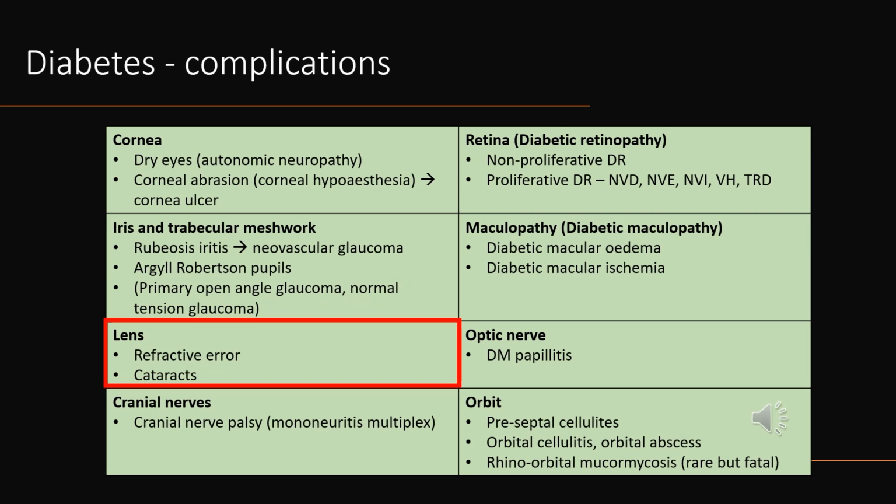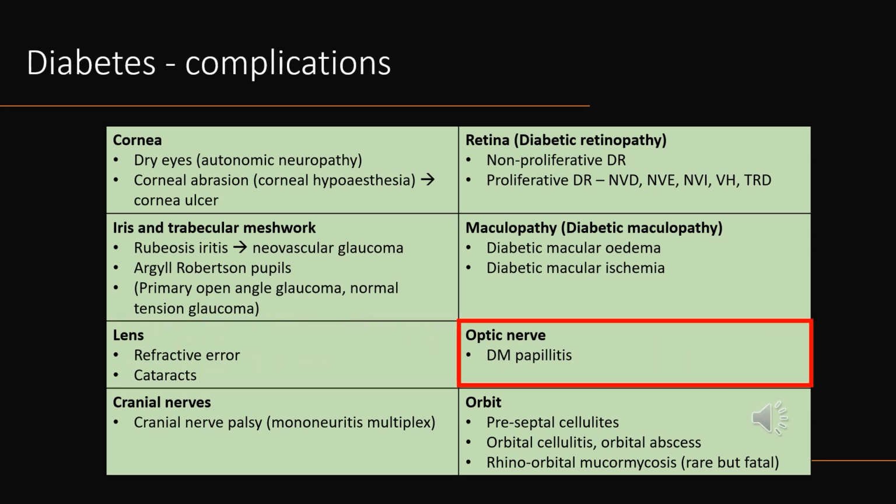When affecting the lens, it could lead to fluctuation of the refractive error, classically described as a transient hyperopic shift, meaning long-sightedness. This is associated with a rapid change of hyperglycemic status, and that reduces the refractive index of the lens. Also, cataracts, of course. The increase in glucose level leads to sorbitol accumulation in the lens. As you might remember from your biochemistry, it's another pathway that branches from the glycolysis pathway. That increases an osmotic effect, and water moves into the lens cell, causing lens rupture and lens opacification.